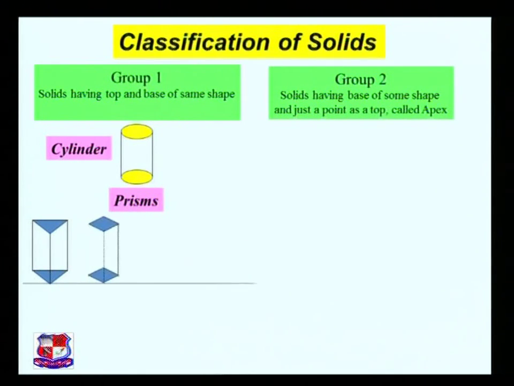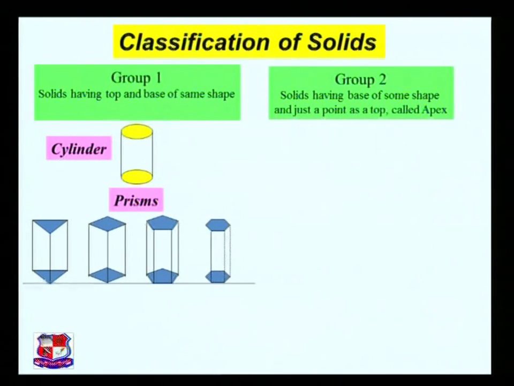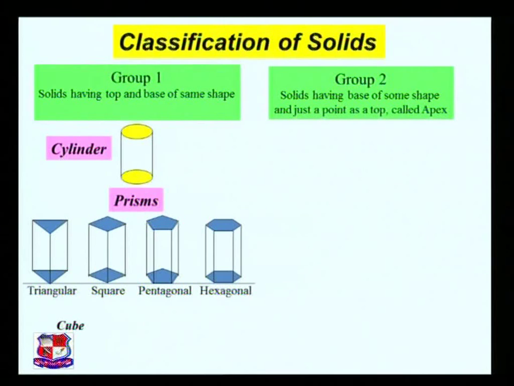In group 1, the examples are cylinder like this, and prisms, which may be of various shapes like triangular prism, square prism, pentagonal prism, hexagonal prism. Based upon the type of polygon, the prism is named. Cube. What do you mean by cube? That is also a solid, belongs to group 1. A solid having 6 square faces is called a cube like this. All faces are of equal area and are square in shape.